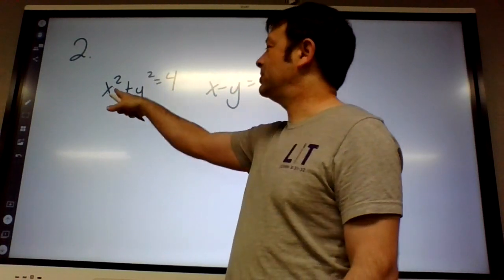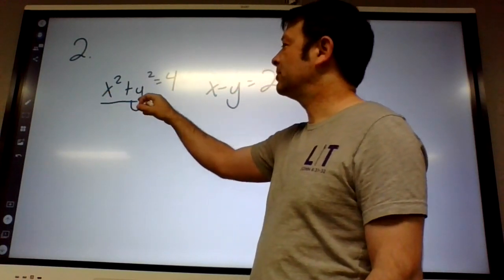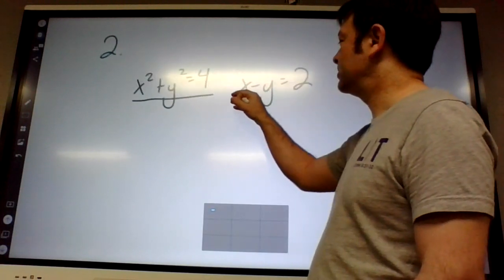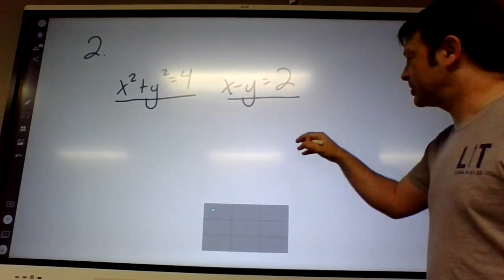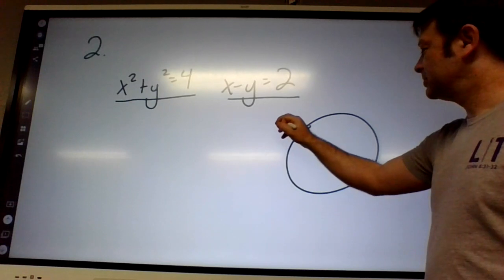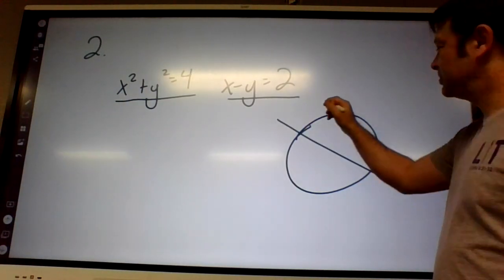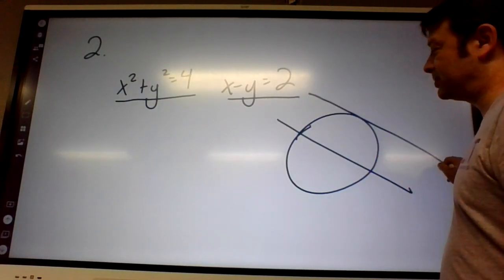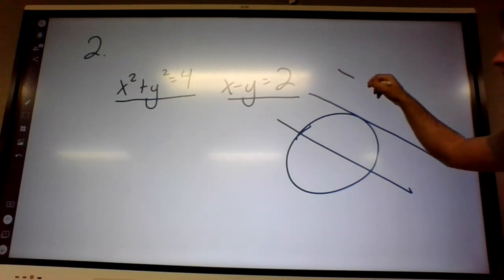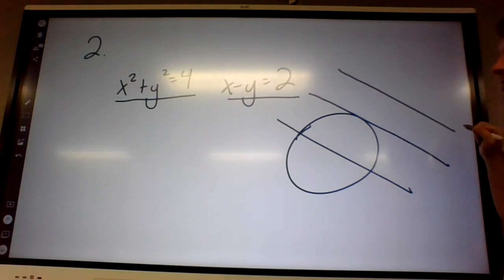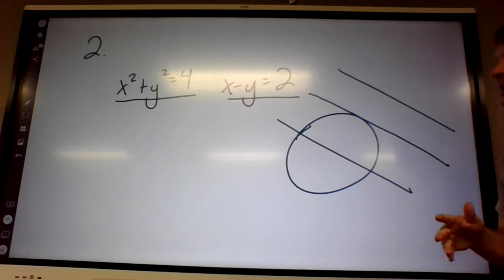By the way, what is this on a graph? Circle? That one? Line. So it could have 2 answers, could have 1 answer, could have 0 answers. That's not going to be the case. Any ideas how we could solve this then?